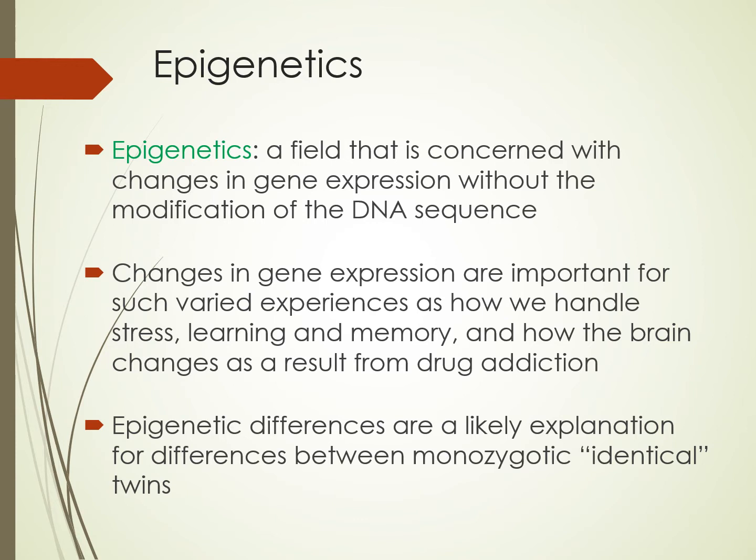Changes in genetic expression are important for such various experiences as how we handle stress, learning and memory, and how the brain changes as a result of drug addiction. So we can see these changes because of our environment, in which genes are more likely to be transcribed into messenger RNA, and which genes are less likely to be transcribed into messenger RNA and so expressed. Epigenetic differences are likely the explanation for differences between monozygotic twins. I mean, they're identical twins in their genetics, but they're going to have different environments.